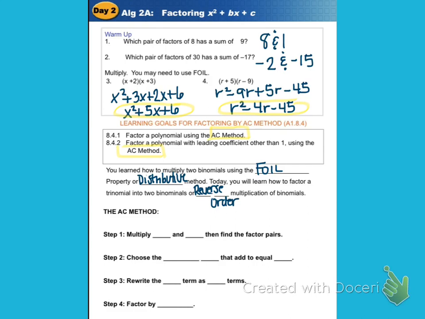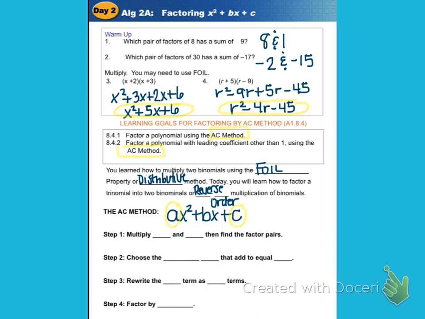So I mentioned in the learning goals the AC method. Here are the steps in using the AC method. And when we talk about AC, we're actually referring to when we have a trinomial polynomial in standard form, it will look like this: ax squared plus bx plus c. So when we say AC, we're talking about the coefficient of the x squared term and the constant term. That's what we mean by AC.